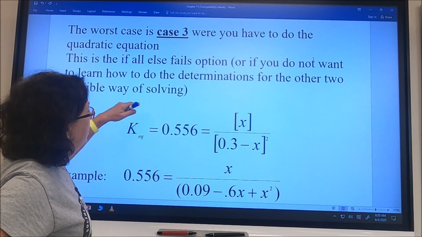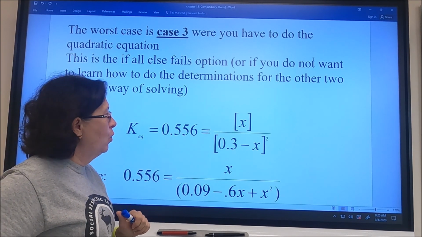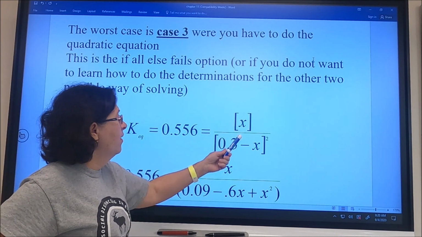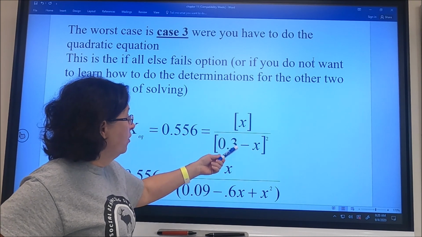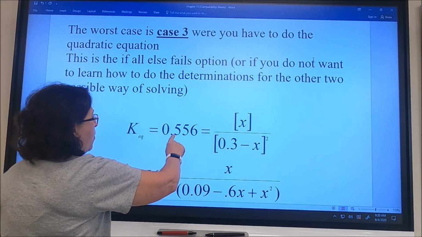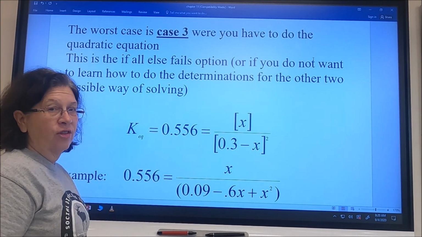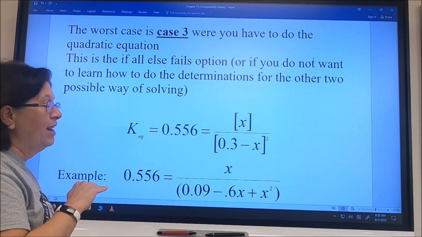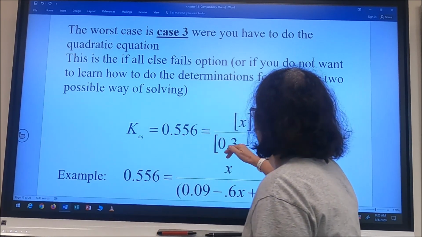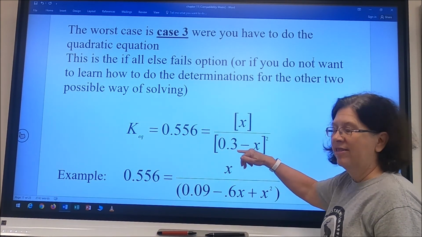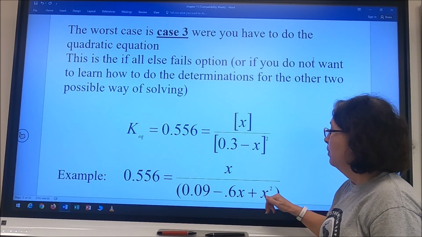So when I plug everything into the equilibrium expression, the value of K, and the things from my equilibrium line, notice I've got x over 0.3 minus x squared. There's not a square top and bottom, so it's not a perfect square. And if I look at 0.3 and 0.556, my K value is larger than my initial concentration. There's absolutely no way that I can make an assumption. So the first thing we're going to have to do is FOIL this out. So I get 0.09 minus 0.6x plus x squared.